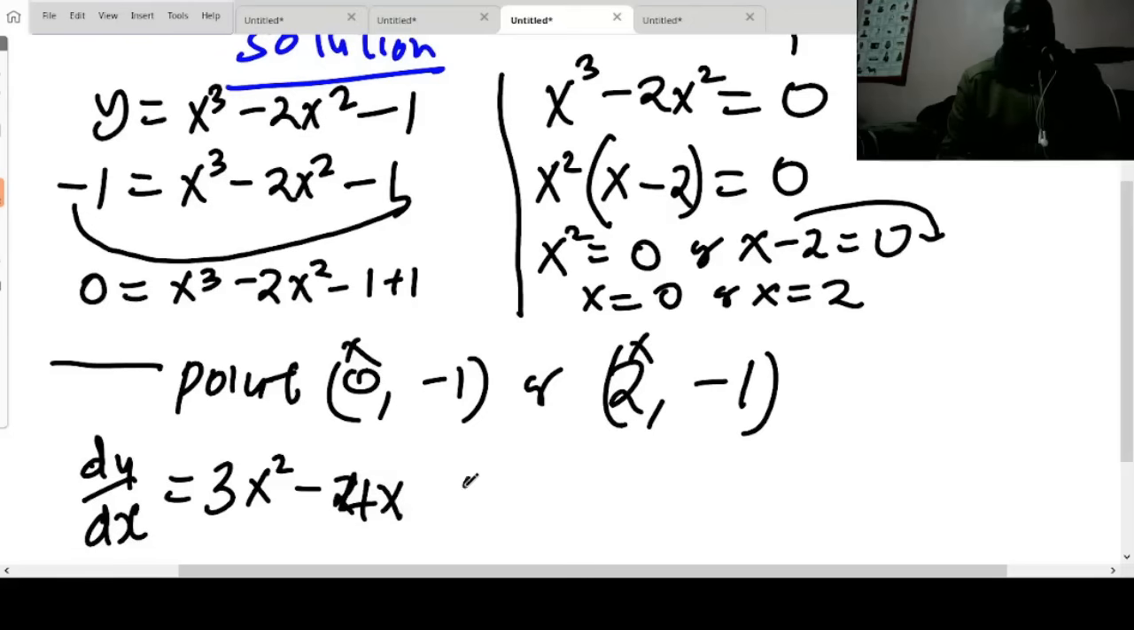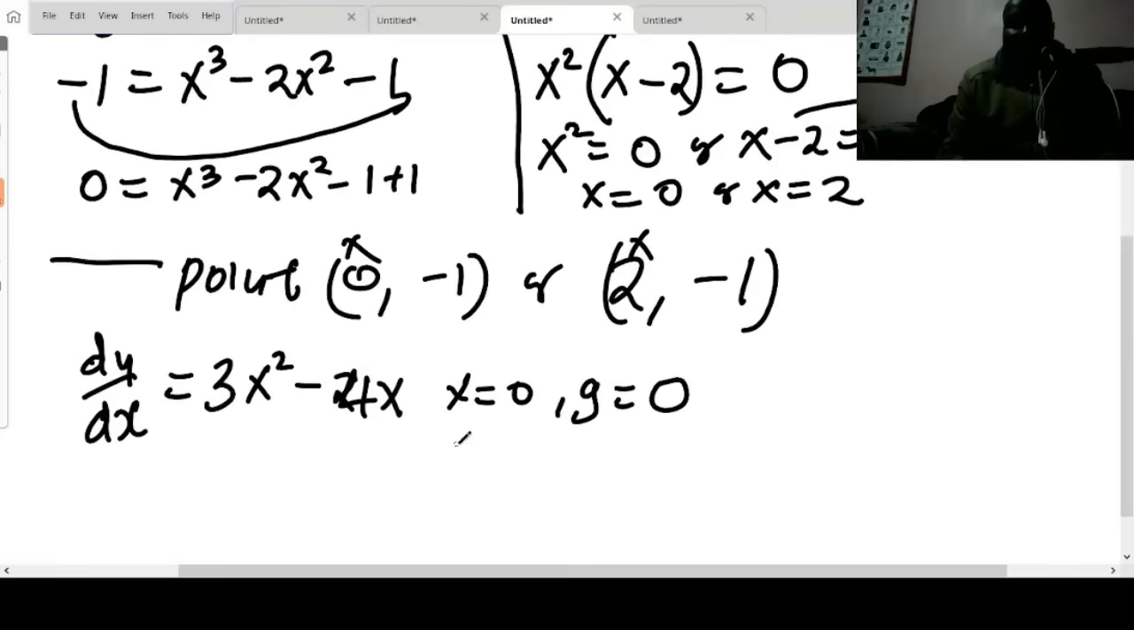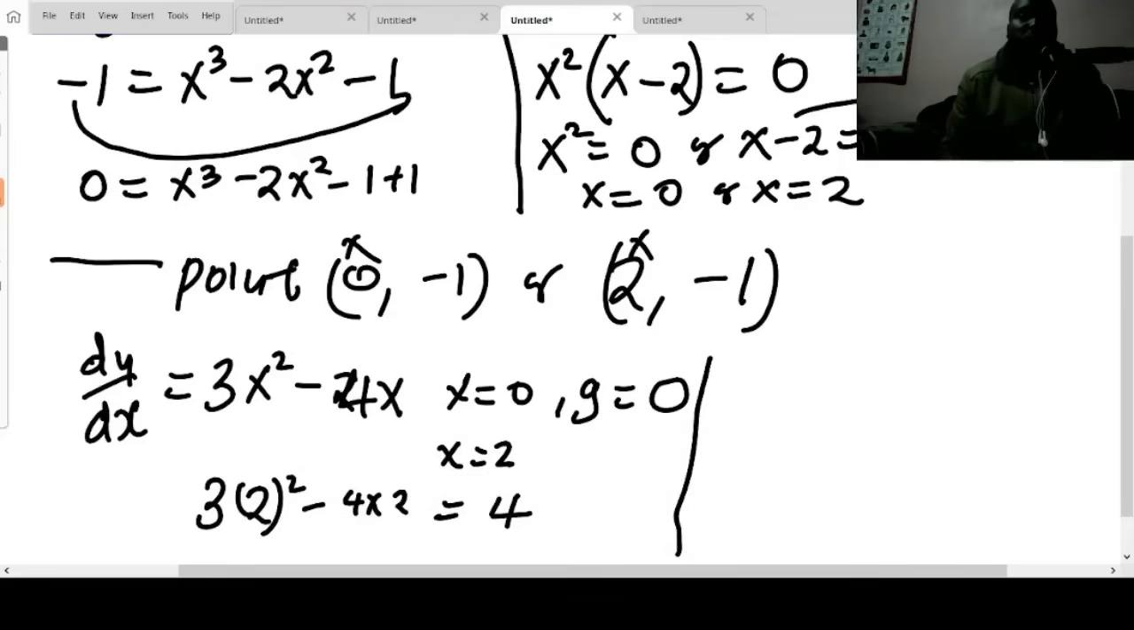So when x is equal to 0, you see that the gradient is going to be 0. And then when x is going to be 2, the gradient is equal to, substitute here, 3 times 2 squared minus 4 times 2. So the gradient is 12 minus 8, which is 4. The gradient will be 4. Now here we will have two equations: when the gradient is 0, and when the gradient is 4.